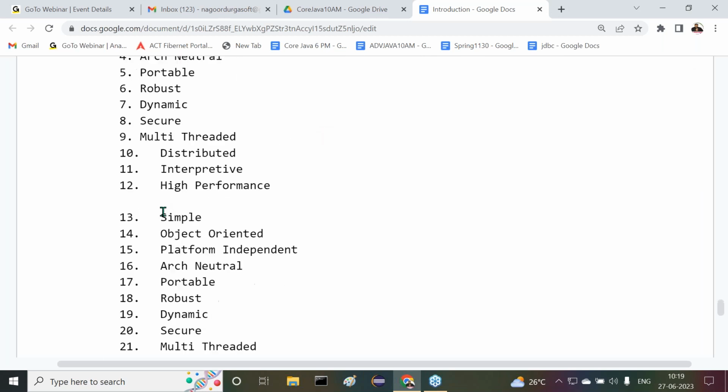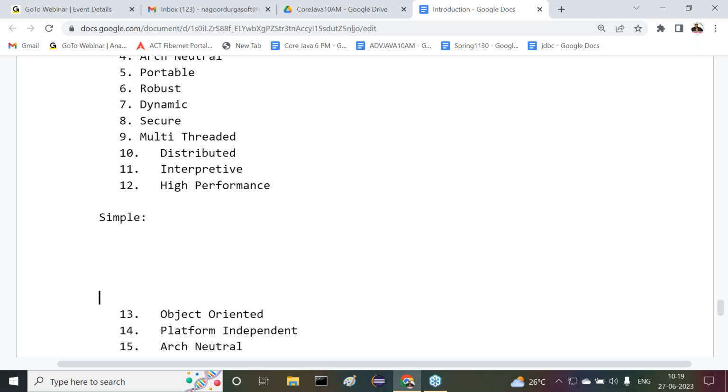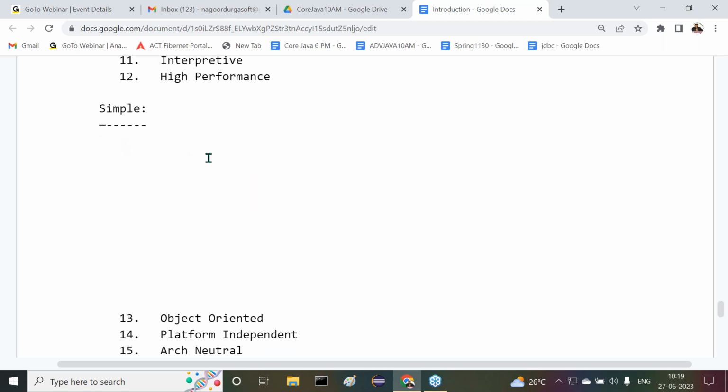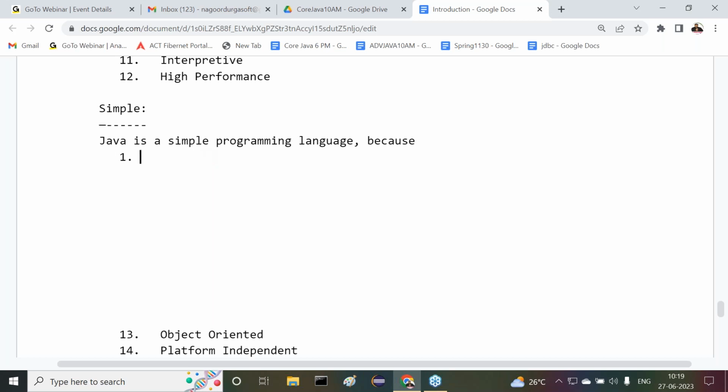Now the first one I am telling you, observe carefully: a simple programming language. How can you say Java is a simple programming language? As per the previous concepts, I'm giving clarity for you. Java is a simple programming language. Why? Because of point number one. Tell me, what is the point we specified? Java applications will take lesser execution time.